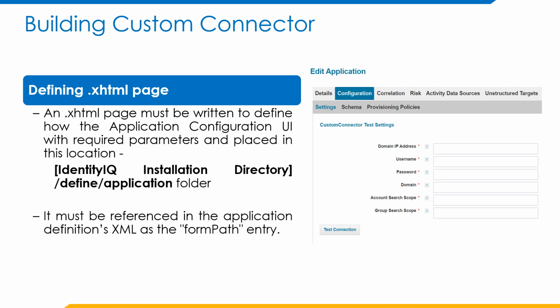This file must be placed in the applications directory, which is found under the define directory in the IdentityIQ installation folder. And this must be referenced in the application definition's XML as the form path entry. If the application connection details will never be configured through IdentityIQ, but instead the connection parameters will be specified in the application XML object only and imported into the system, this XHTML page is strictly not required. However, without it, the connection parameters for the application cannot be modified through IdentityIQ's user interface.